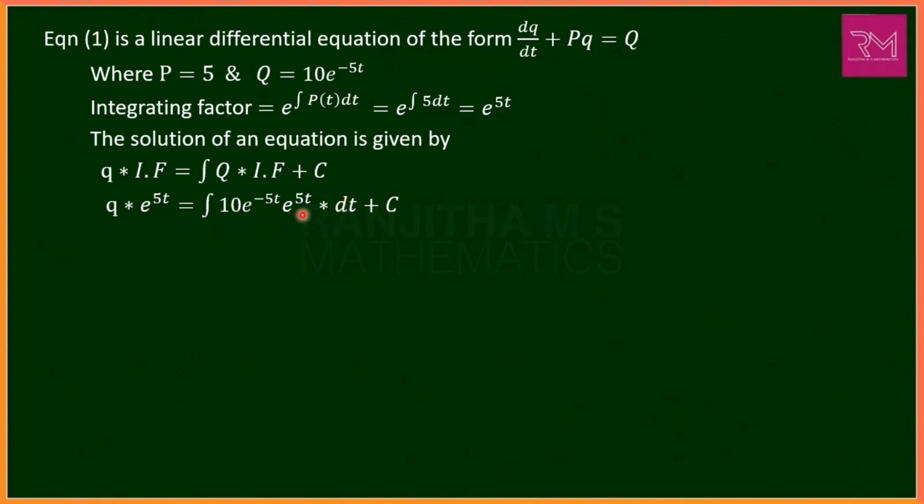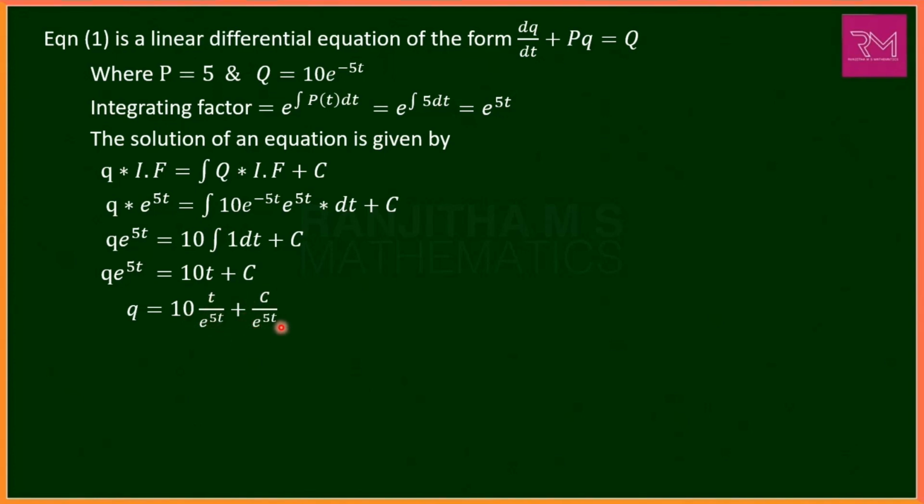Here the bases are the same. If you add the powers, minus 5t plus 5t becomes 0, and e to the power 0 is 1. Therefore we get q into e to the power 5t is equal to 10, which is constant, take outside the integration. The remaining integration of 1 dt is t, plus c. Therefore we get q into e to the power 5t is equal to 10t plus c. Next step, take e to the power 5t to the right hand side. We get q is equal to 10t divided by e to the power 5t plus c divided by e to the power 5t.